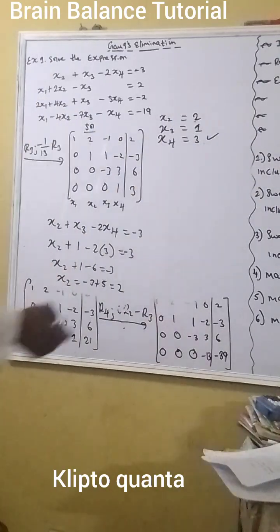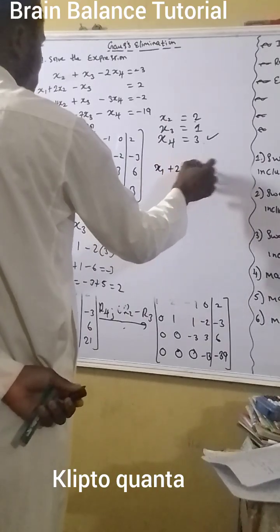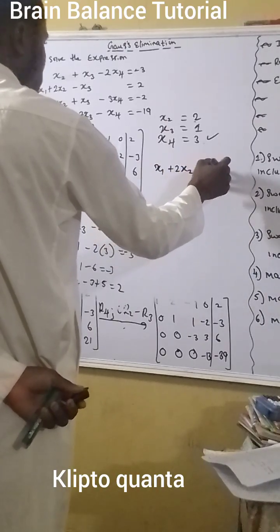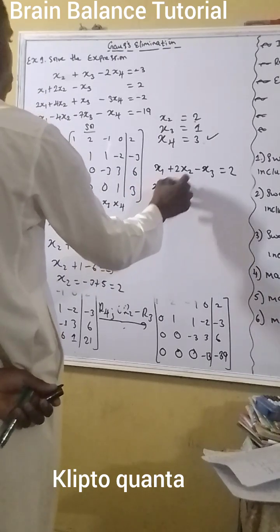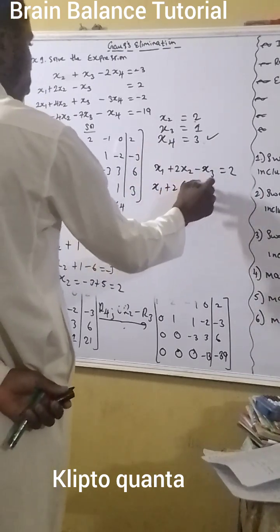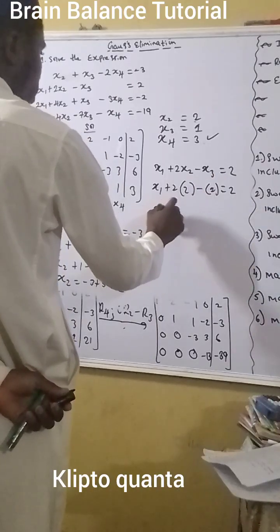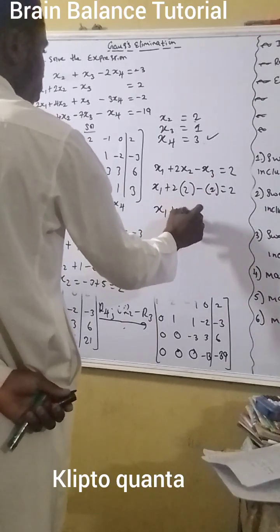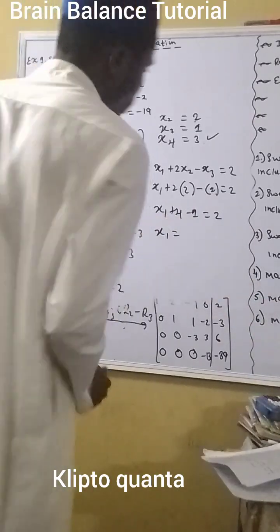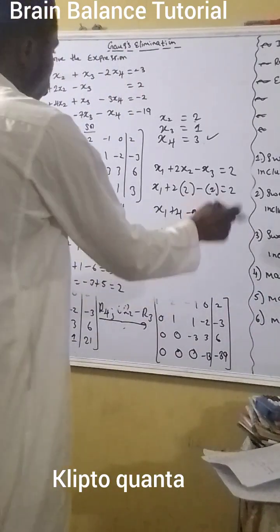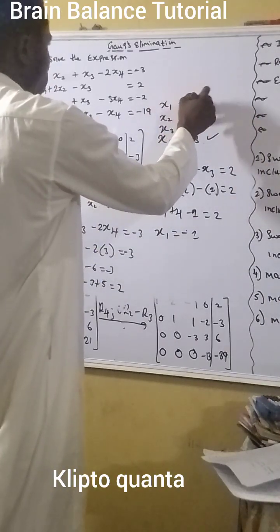So from there, the last operation, you have x1 plus 2x2 minus x3 equals 2. There's no x4 there. So x1 plus 2 into brackets 2 minus 1 equals 2. So you have x1 plus 4 minus 1 equals 2. So we have x1 plus 3 equals 2, going back here, that will be 2 minus 3, and that will give you negative 1. Which means our x1 is equal to negative 1.